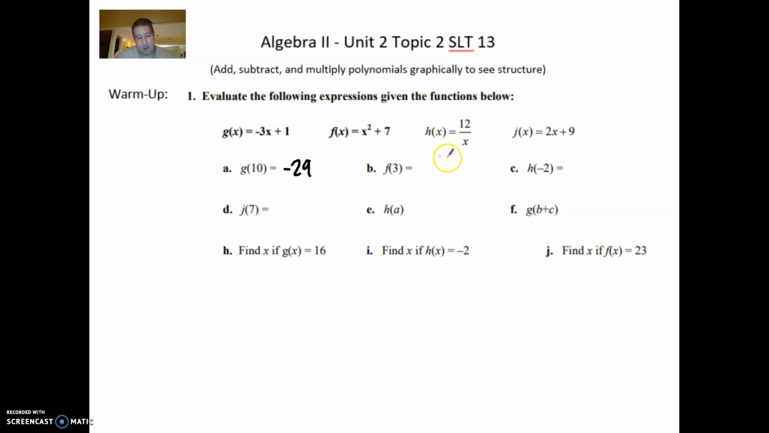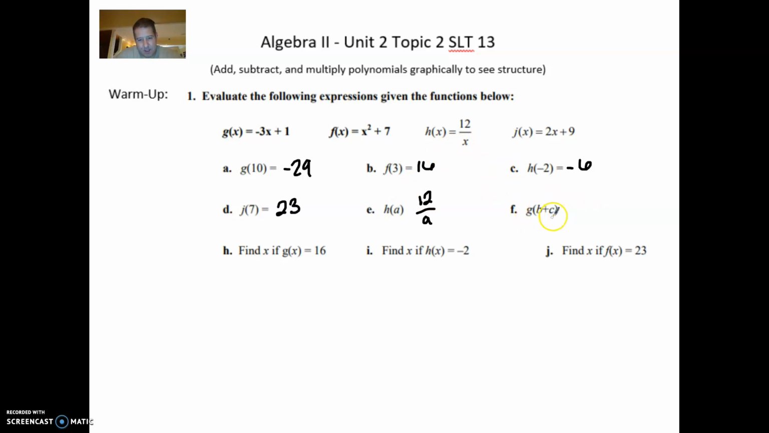3 squared is 9. 9 plus 7 makes 16. H of negative 2: if x is negative 2 in the h of x function, 12 divided by negative 2 is negative 6. J of 7: 2 times 7 is 14, and 14 plus 9 is 23. H of a: I see this question every single time, and I never remember what the purpose of it was. 12 divided by a is just 12 divided by a. You put a in for x, and you can't solve because you don't know what a is.